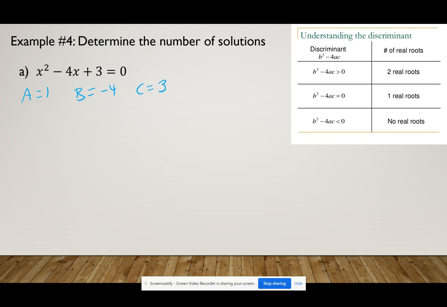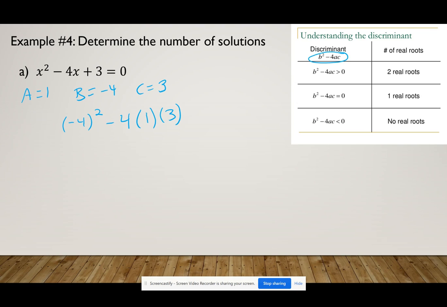For this one, I did not have to do any solving first. It was already set up for me in standard form. So that's how I was able to determine A, B, and C. Okay, so remember, we only want the part that's underneath the radical, the b squared minus 4ac. So b is -4, and I'm going to use parentheses just like I did in the quadratic formula. So b squared minus 4 times a times c.